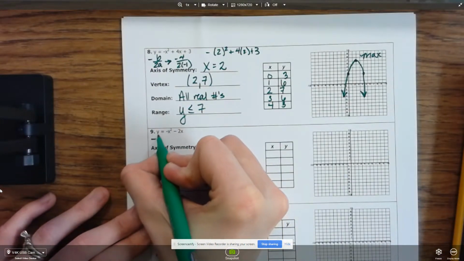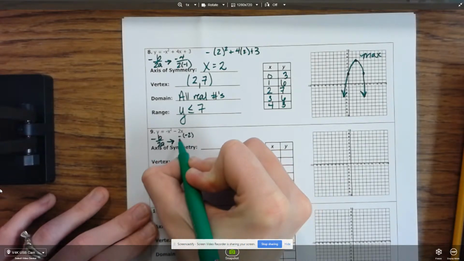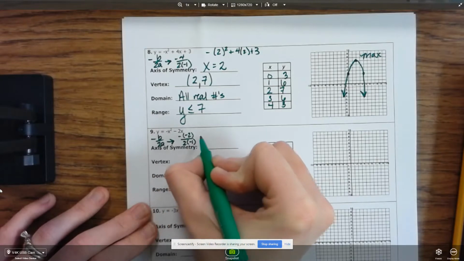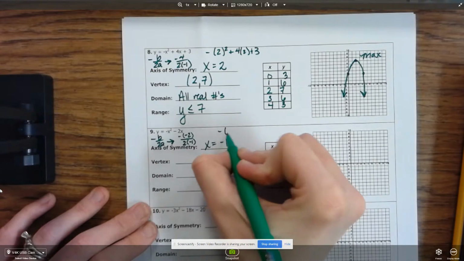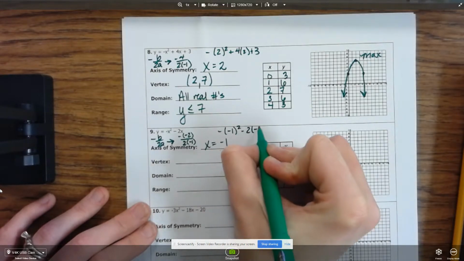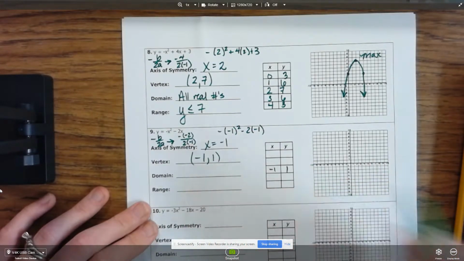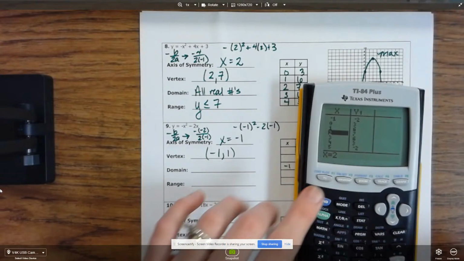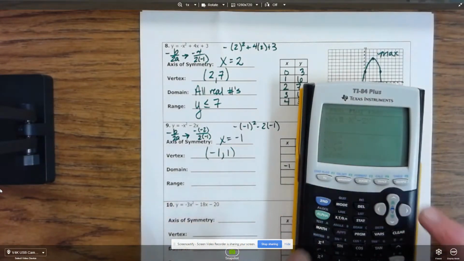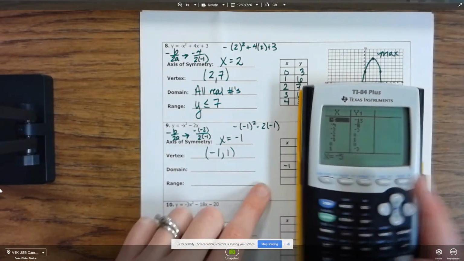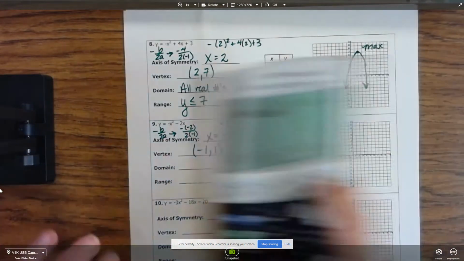For the axis of symmetry, negative b divided by 2a, here I would have negative, negative 2, and so my axis of symmetry is going to be at x equals negative 1. My vertex is going to be at (negative 1, positive 1). This one is negative x squared minus 2x, and I'm going to have negative 2, negative 3, 0, and 1.